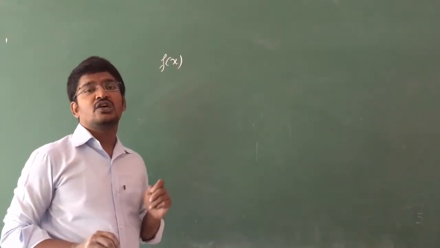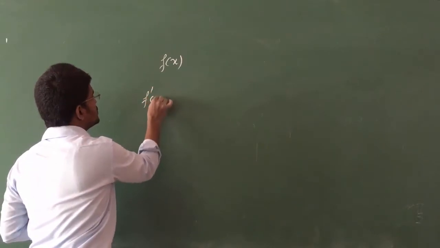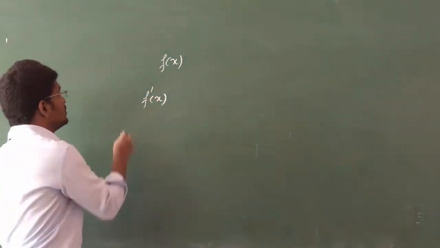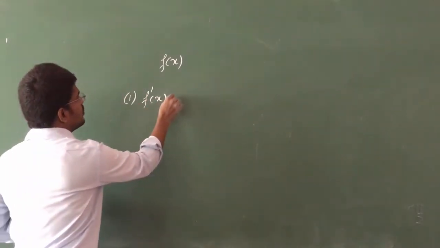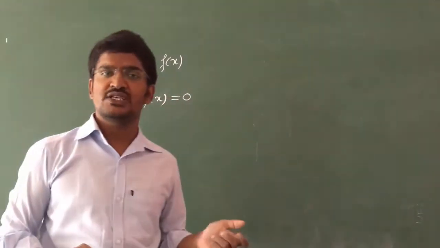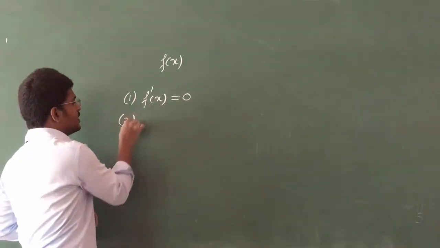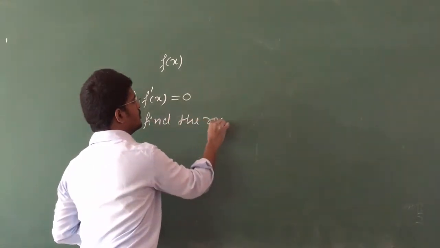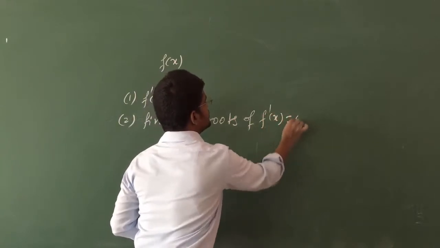For this given function, what we have to do? We have to calculate f dash of x. Step 1. Step 2: equate this to 0. First calculate f dash of x. Next equate this to 0. Second, find the roots of f dash of x equal to 0.